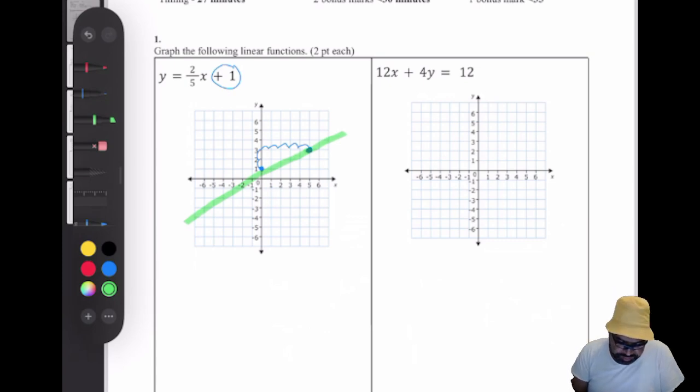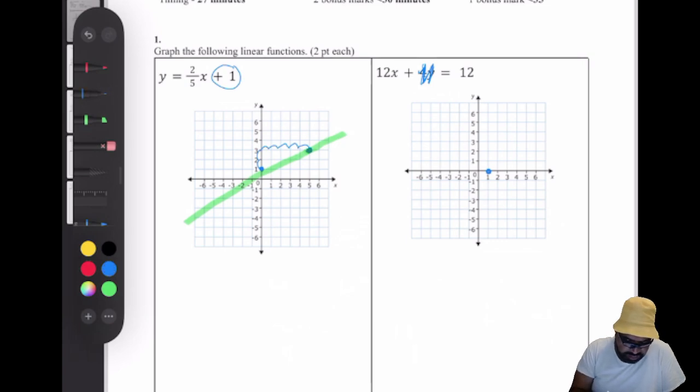Number 2. This is in standard form, which is easier. Let's pretend y is 0, then 4 times 0 is no number. Which number times 12 is 12? Then x equals 1. Then we go here, the first intercept.